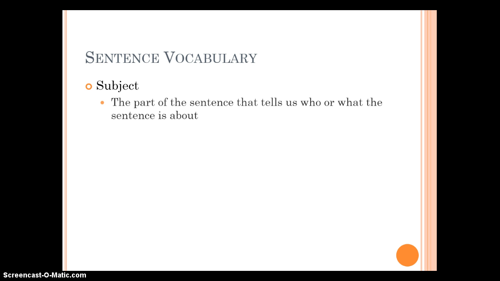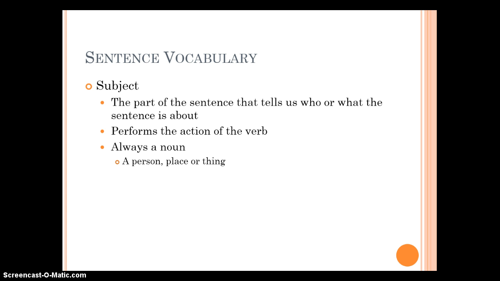Before we talk about the different types of sentences that are explained on page 192, let's refresh ourselves on some basic sentence vocabulary. Every sentence has two parts, a subject and a predicate. The subject is the part of the sentence that tells you who or what the sentence is about. The subject performs the action of the verb. The subject is doing something and is always a noun or a pronoun. And as a reminder, a noun is a person, place, or thing.